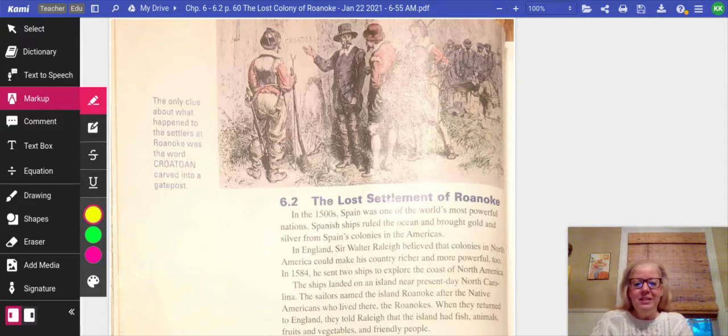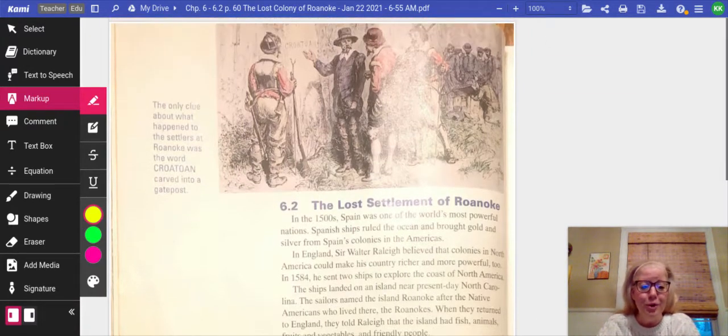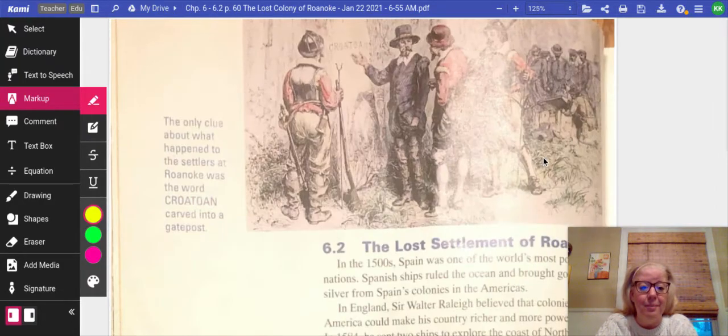Okay. So today we are going to be reading in our textbook. We're going to be reading about the lost colony of Roanoke. And that is in your textbook. It is on page 60. So if you open your textbook to page 60, or I will post this in Google Classroom as a material for you. And let me see if I can get my camera to move.